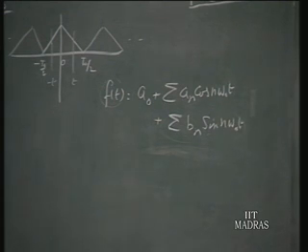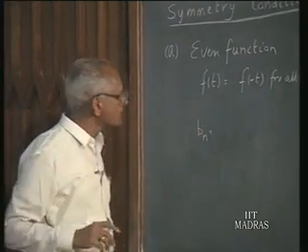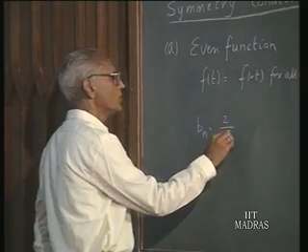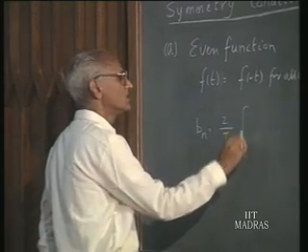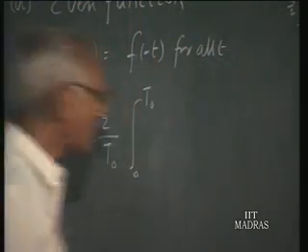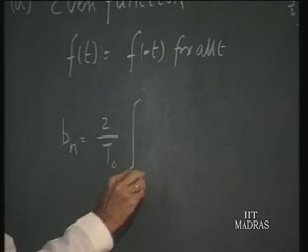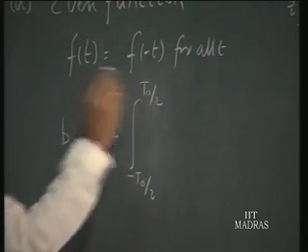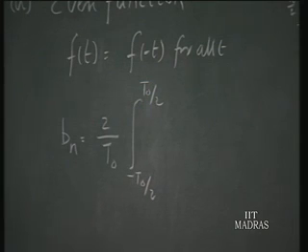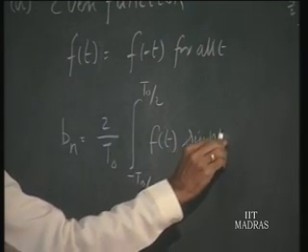Let us prove this a little more rigorously. If you evaluate b of n, you recall the expression for b of n is 2 upon t naught times the integral over a period, 0 to t naught, or for the sake of convenience, I will take this from minus t naught upon 2 to plus t naught upon 2, because this is more convenient for us in this context. F of t sin n omega naught t dt.